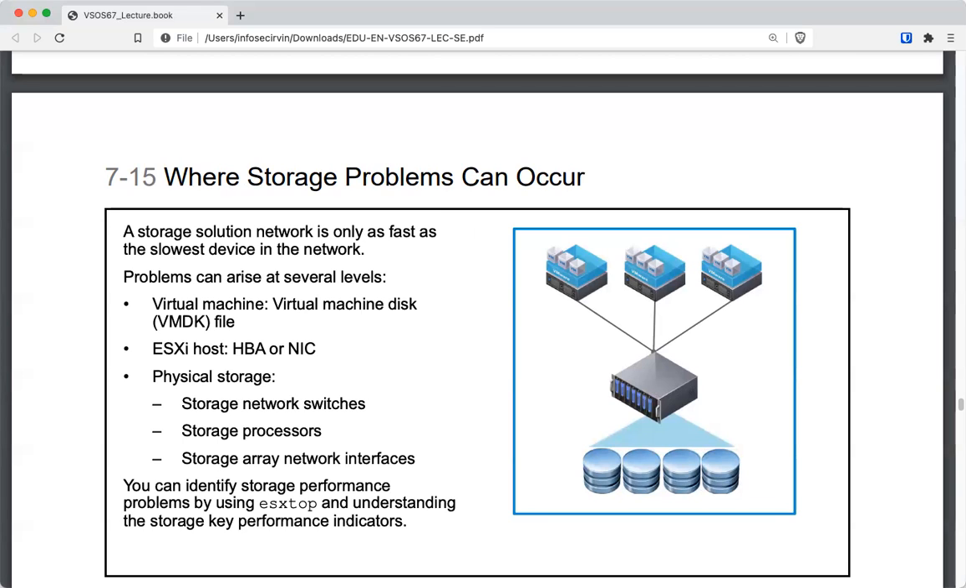So again, for storage, it is only as fast as the slowest device on the network, whether that is the disk, the actual disk, or the controller, or the NIC. At some point, there's going to be the slowest device, and that's going to set the bar for all the communication. So your problem could be the VMDK file all the way down to physical.